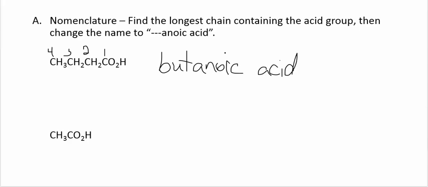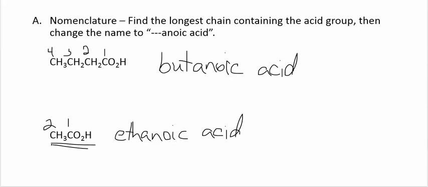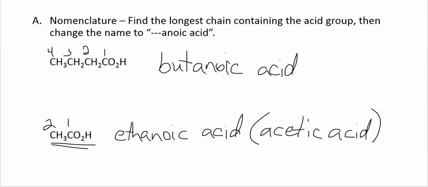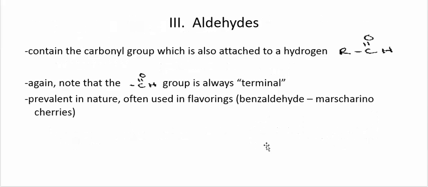The second example, we're going to start numbering here, just a 2-carbon chain. So that's going to be called ethanoic acid because it has the carboxylic group. Now this is also commonly known as acetic acid. So some of these have more than one name. This is the common name, acetic acid.